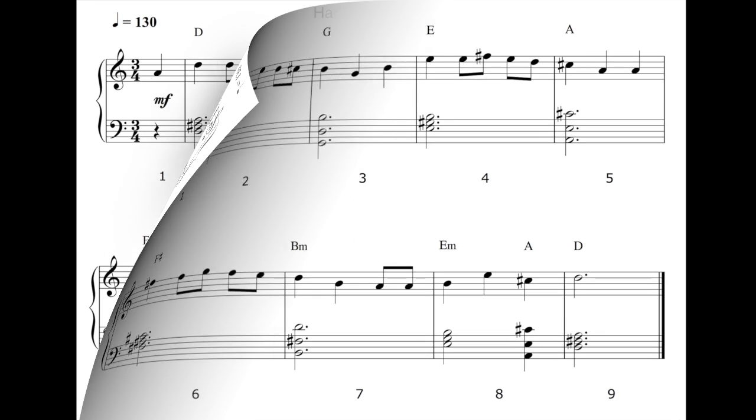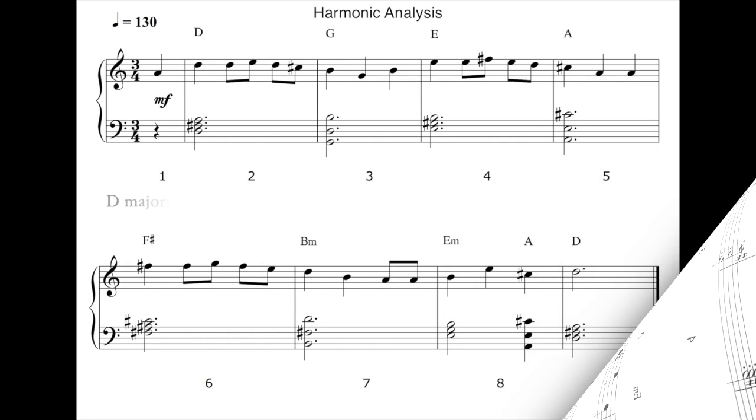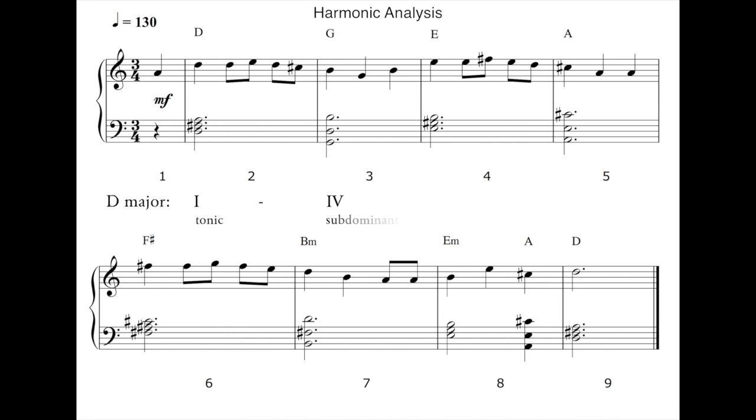Okay, let's do some harmonic analysis. This is in the key of D, and the D chord would be the tonic, and the G chord would be a subdominant chord. So that's a fairly common progression. But the next chord, an E major chord, is not in the key of D. It is a secondary dominant of A. So if you think of the dominant chord of A, you get E. So it's a secondary chord.